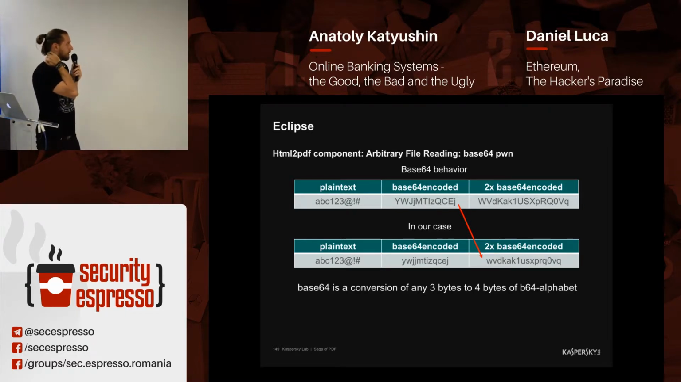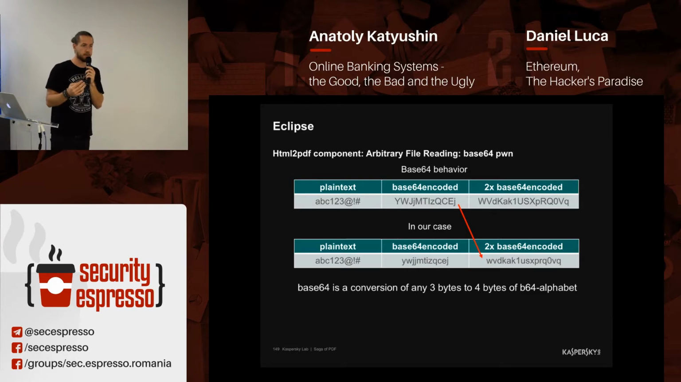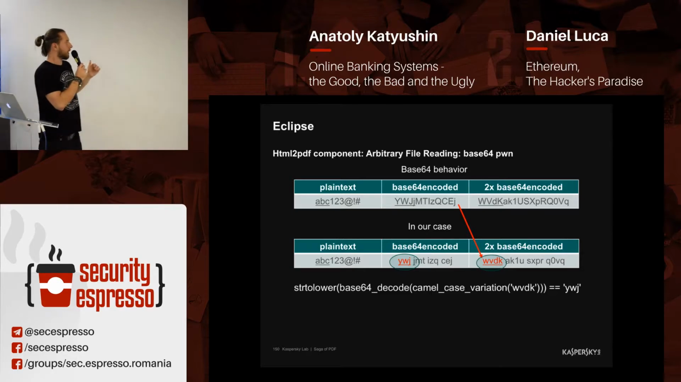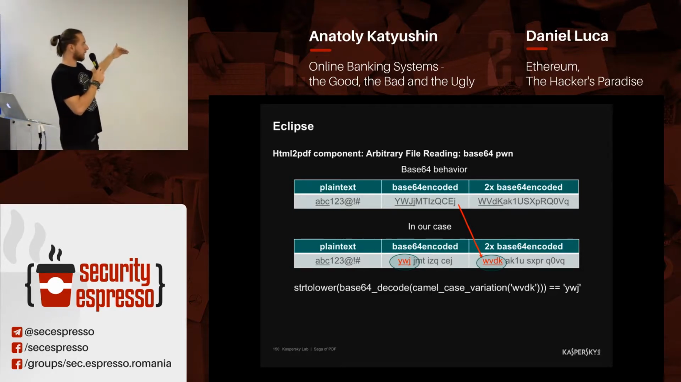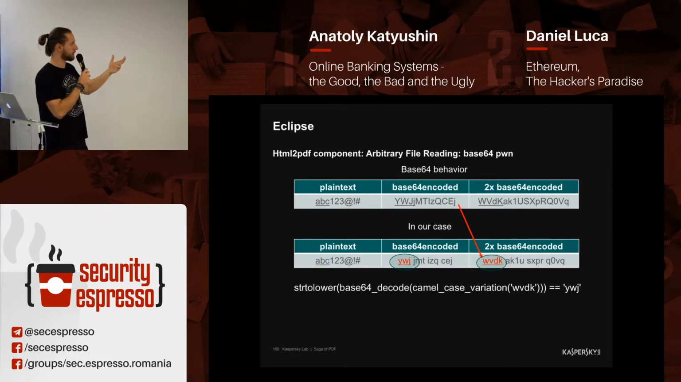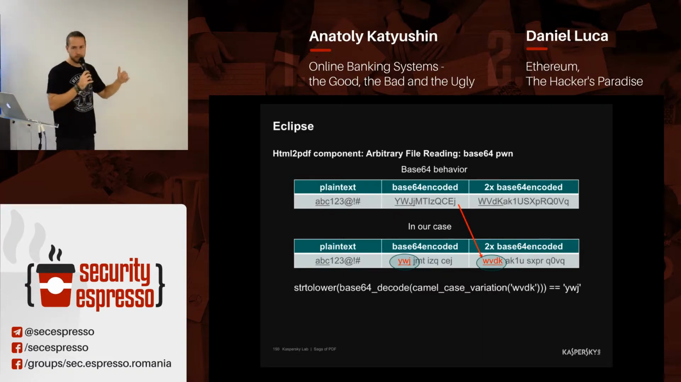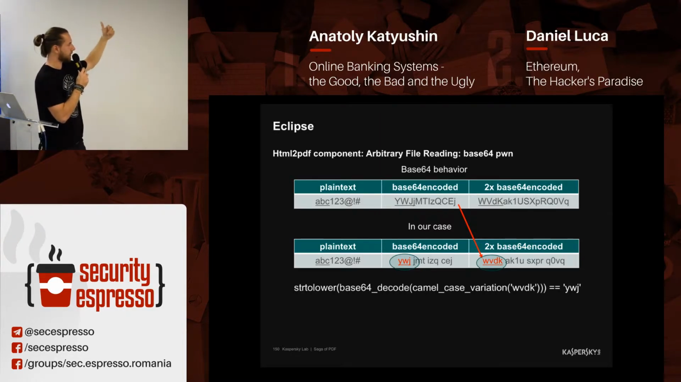Base64 just encodes the data. It takes 3 bytes of the input, and the output is 4 bytes of the base64 alphabet. In our case, we don't know the plain text, but we know the chunk that's once encoded and lowercased, and we know the chunk that's 2 times encoded and lowercased. So we will take this chunk and mutate it using upper and lower case. Then we will decode it back, lower it, and check if it's equal to the chunk that is once encoded.